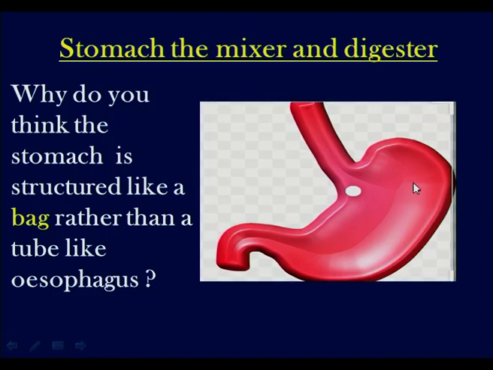Let us know the role of the stomach in the process of digestion. Stomach, the mixer and digester. This is the stomach, a bag-like or sac-like structure situated in the left upper part of our abdominal cavity. Students, why do you think the stomach is structured like a bag rather than a tube-like esophagus? In order to accommodate the food, the stomach is bag-like. It is not possible if the stomach is tube-like. It cannot accommodate or store the food.